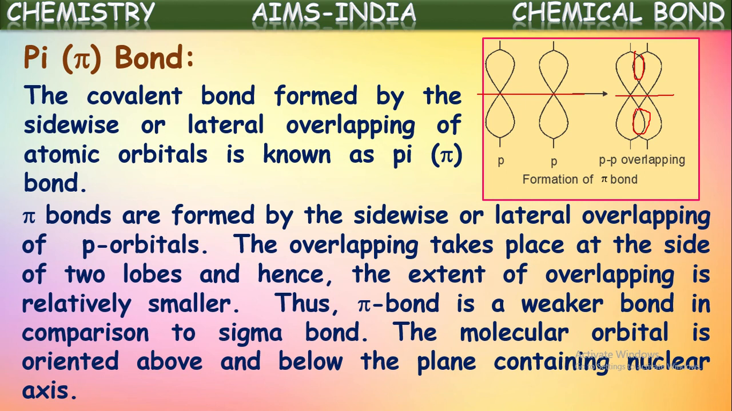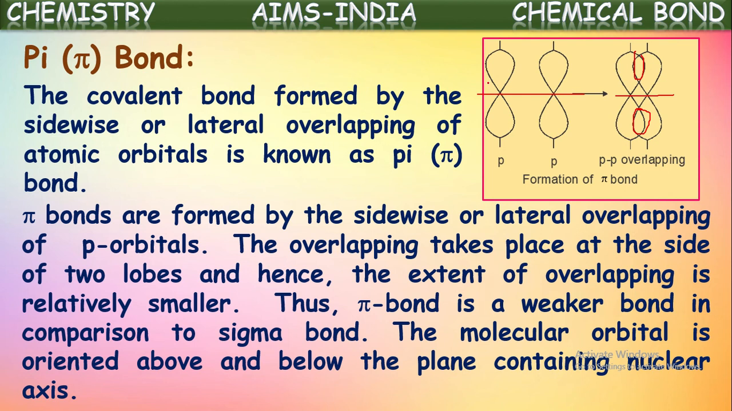Pi bonds are formed by the sideways or lateral overlapping of p orbitals. Generally, p orbitals form these pi bonds. The overlapping takes place at the side of two lobes, and hence the extent of overlapping is relatively smaller. In the earlier case of sigma bond formation, overlapping is on their axis of nuclei, and the orbitals come into one another to a much greater extent. So their overlapping extent is maximum. Hence, we say sigma bonds are stronger.